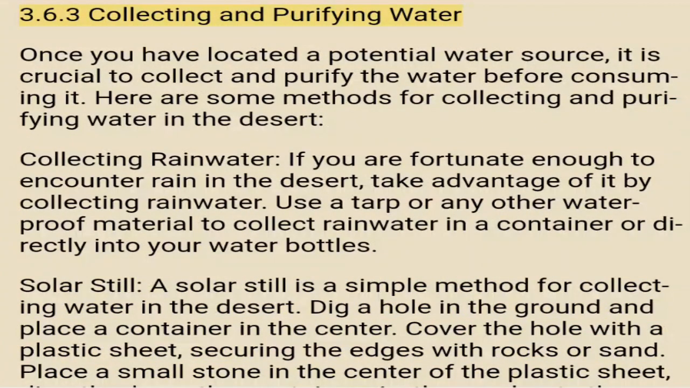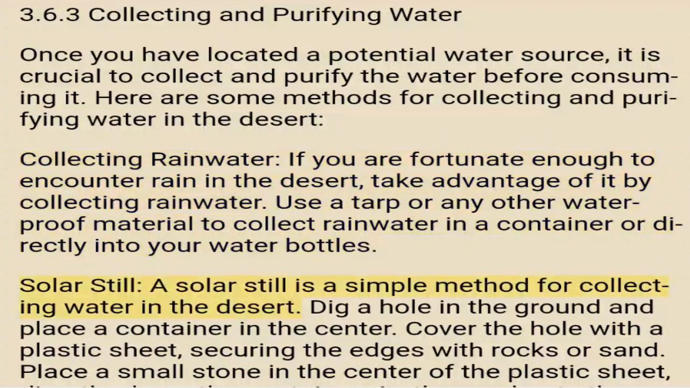3.6.3 Collecting and purifying water. Once you have located a potential water source, it is crucial to collect and purify the water before consuming it. Here are some methods for collecting and purifying water in the desert. Collecting rainwater. If you are fortunate enough to encounter rain in the desert, take advantage of it by collecting rainwater. Use a tarp or any other waterproof material to collect rainwater in a container or directly into your water bottles.